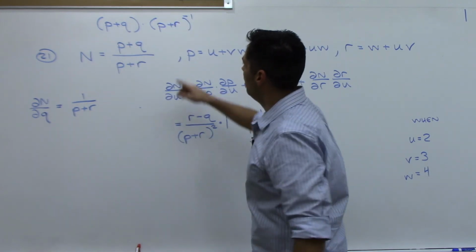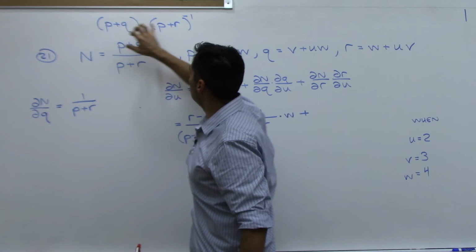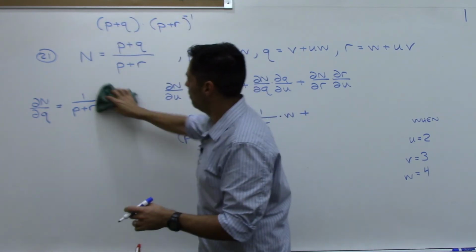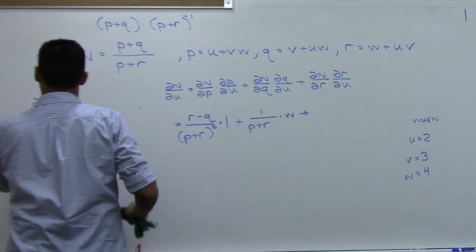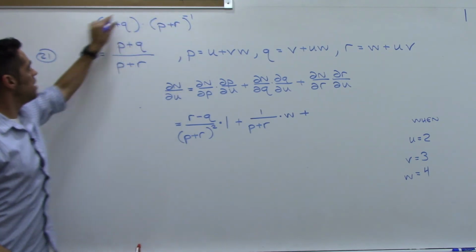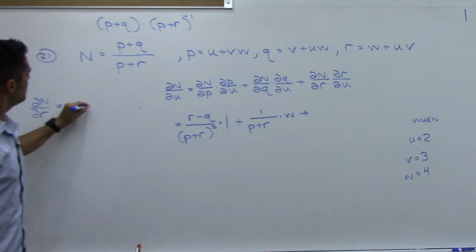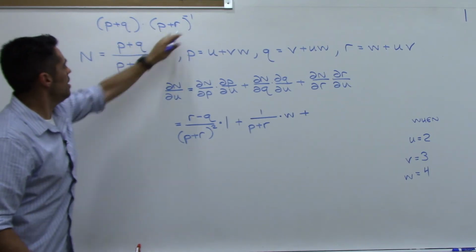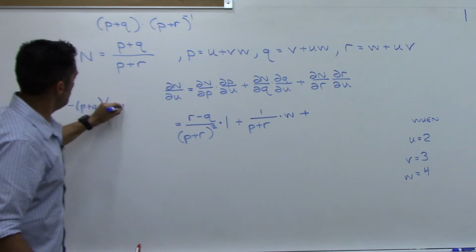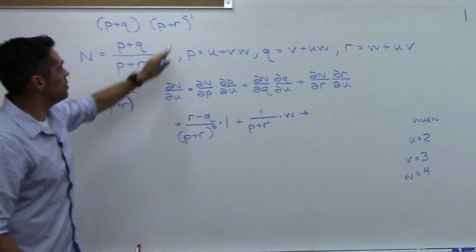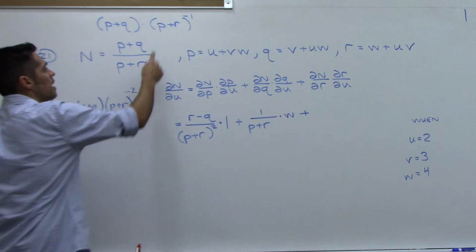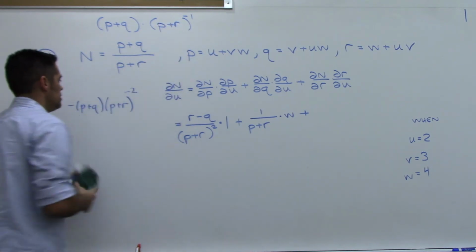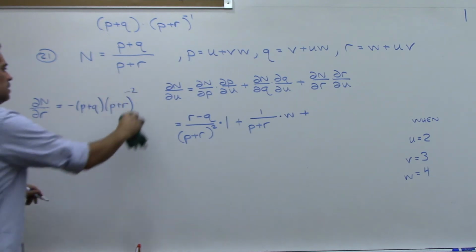And now I take the derivative. Remember, this is a constant. R is the variable. So I have to first do chain rule. Negative 1 comes out. So the negative 1 pops out. I'll put it in front of the p plus q. And then it's this right here, p plus r. Subtract 1 from the power because you took the derivative. Then take derivative of the inside with respect to r. So we get 0 plus 1. So just times 1 on the end.